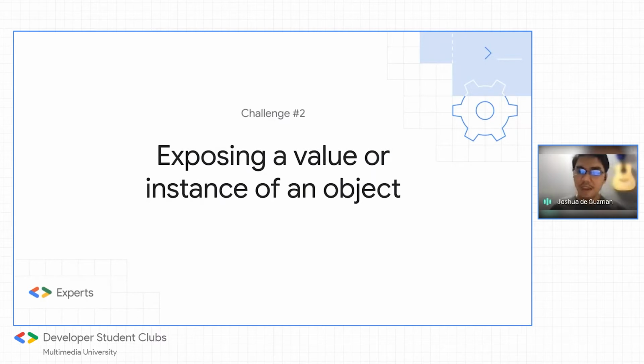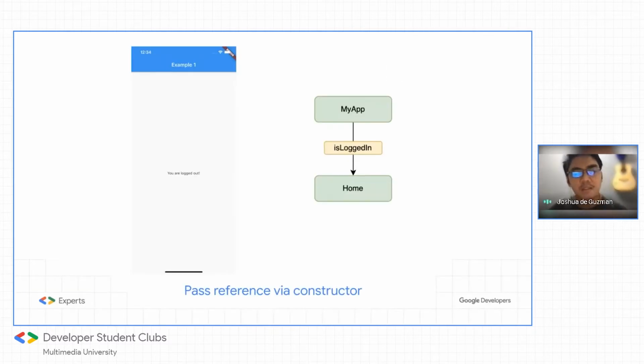Next challenge that we have to understand for state management is exposing an instance or a value of an object. So this refers to, if that specific value is already available from the dashboard, how can I retrieve it from home or settings? Because it already exists. Why should I fetch it again from the API? So one of the basic ways of passing the value of an existing object or instance is using a constructor.